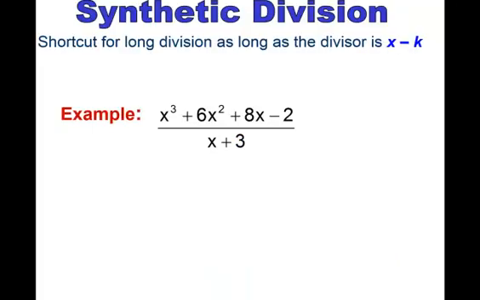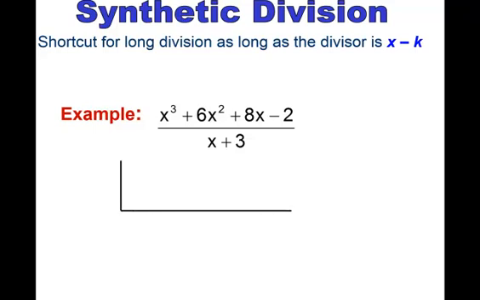So this next thing that we're going to do is called synthetic division. Synthetic division is a shortcut for long division, as long as your divisor is x minus or x plus a number, meaning the coefficient of your divisor for x has to be 1. If the coefficient in front of x is not 1, you cannot use synthetic division.